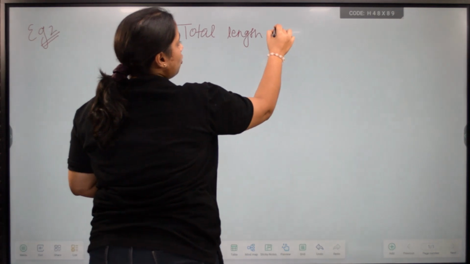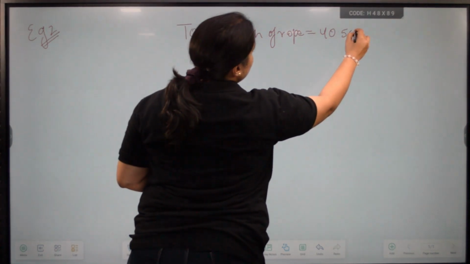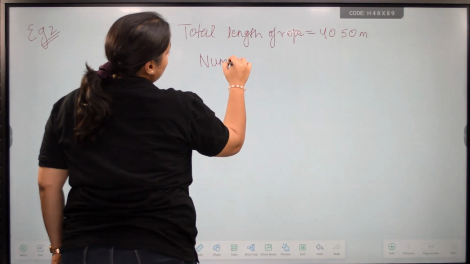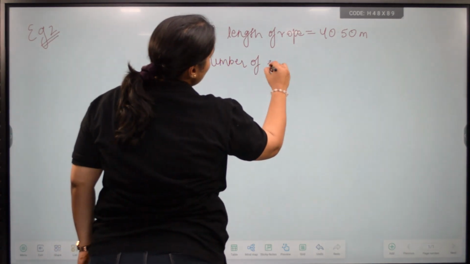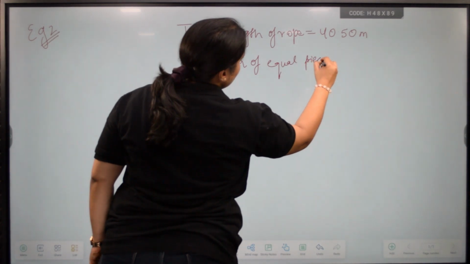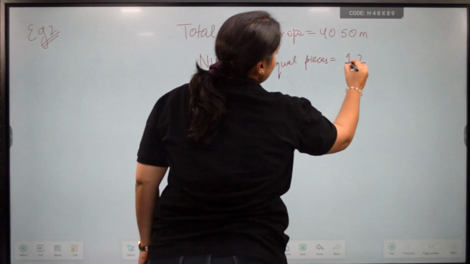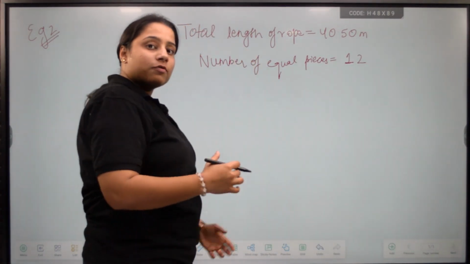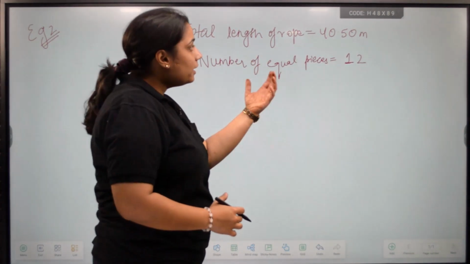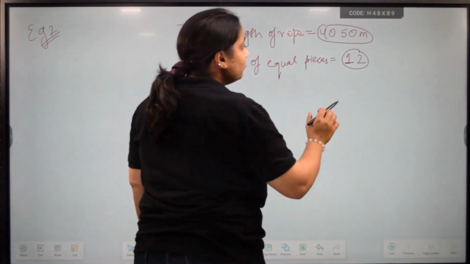So length of rope is equals to 40.50 meters. Number of equal pieces is equals to 12. In order to find the length of each piece, we need to divide the total length with the total number of divisions.